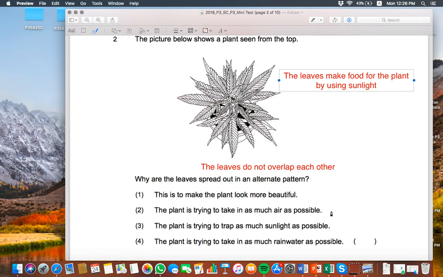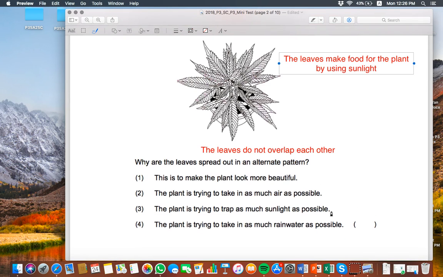The plant is trying to take in as much rainwater as possible. Is this related to the leaves? No, it is related to the roots. So the answer would be option 3. Is that clear?